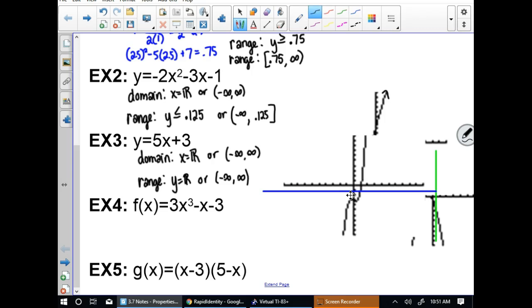So our domain, and as you'll see, what is it pretty much always? All real numbers for your domain, right? Now it can be something different, but for the functions we're looking at right now, it's pretty much all real numbers. Range, in this case, also, oops, it should be a y, all real numbers.